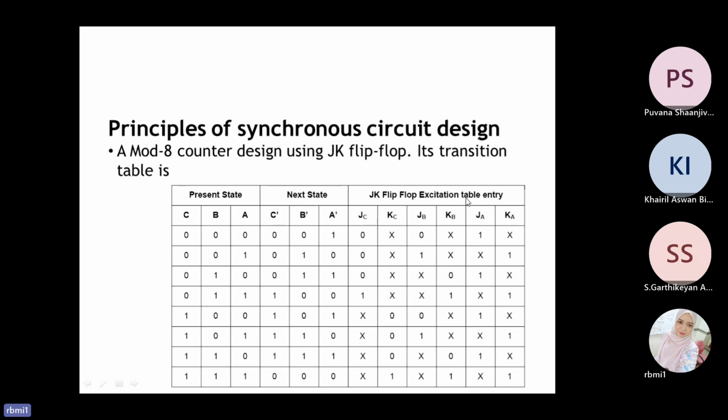Okay, a mode 8 counter is a type of counter that counts from 0 to 7. For example, in binary, it is 3-bit. Okay, 3-bit right. For 0 to 7, it is from 000 to 111. Okay, because 7 is 111. Okay, so we have 000 for present state.